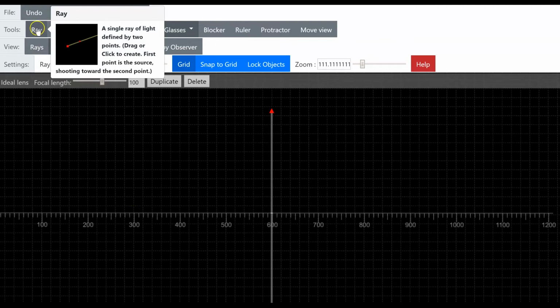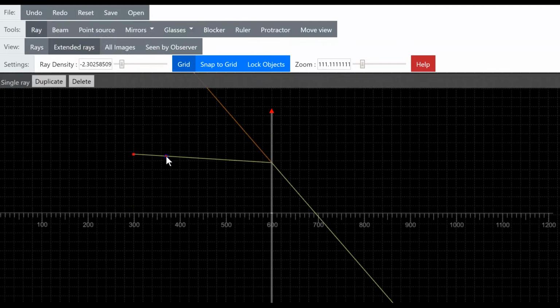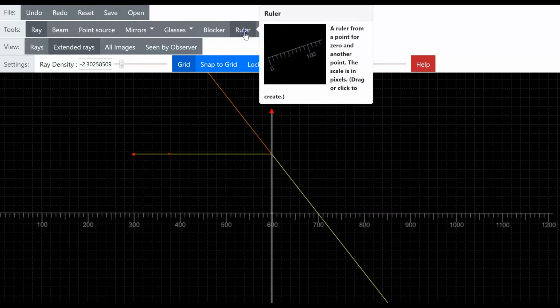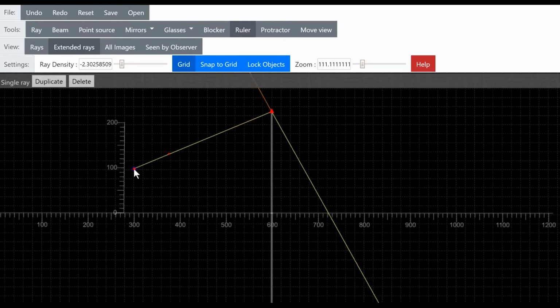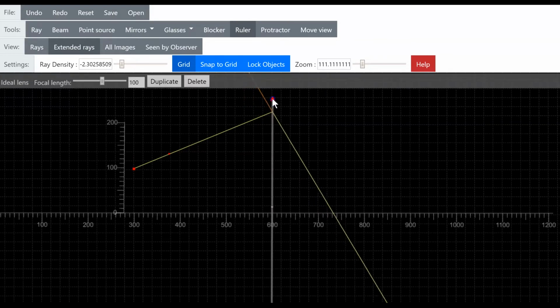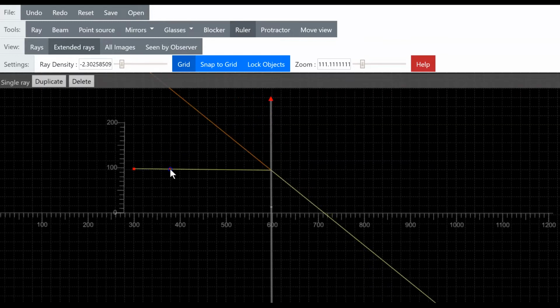So if I come in and I pick on a ray, I have a point here, and so you could see that this point here is at the 300 centimeter mark, but it also has to have some height. So I'm going to come in and get a second ruler, and again it pays to adjust this thing so that it's along the vertical axis. Now I'm going to take this point and I'm going to say that my object is 100 centimeters high. Now I could come in here and I should be able to adjust my ray so that it's parallel to the axis.